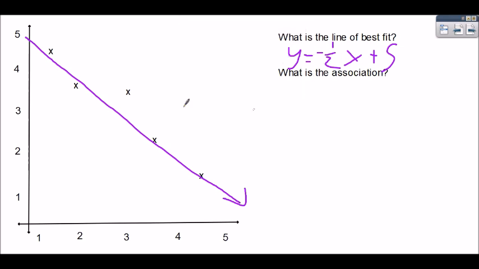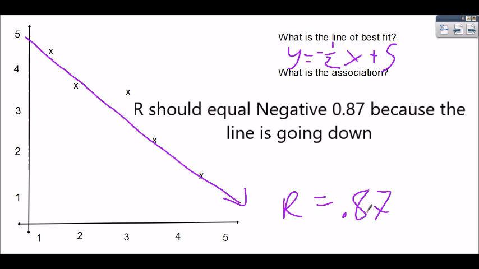And what's this association? I would say that this is negative because it's going down, and I would say it's strong because it's all close. So if I saw an answer on a multiple choice and they said R is 87, I would say that is a reasonable answer.